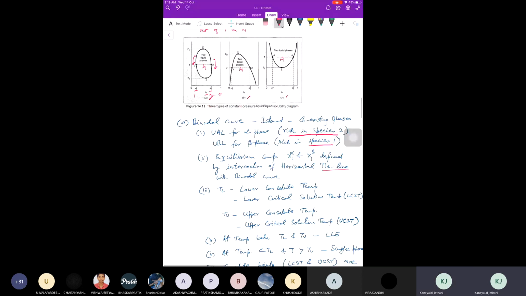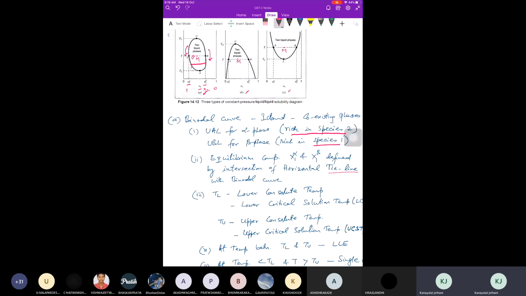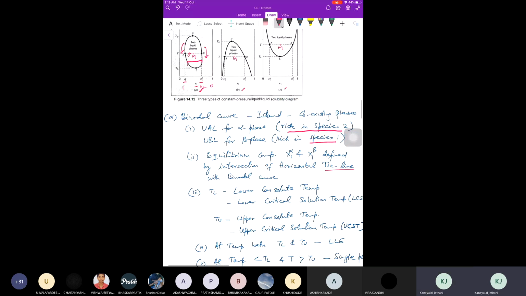Okay, so equilibrium composition x1 alpha and x1 beta is defined by the intersection of a horizontal tie line with the binodal curve. The tie line is this line connecting A and B. Wherever it intersects, that gives the compositions. Suppose I take another tie line here, then this is x1 alpha and this is x1 beta. So depending on where I take it, it will be different.